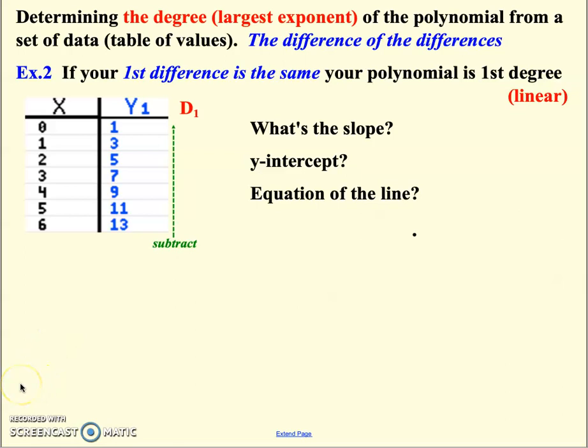All right, let's start talking about what we call finite differences. Another way of talking about it is the difference of differences, which seems kind of strange, but it's a way for you to look at a table of values, again, not a graph, just a table of values, and determine which type you have.